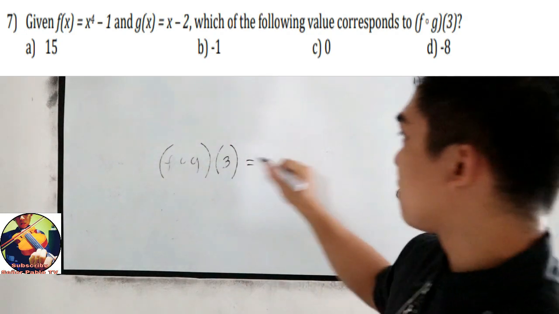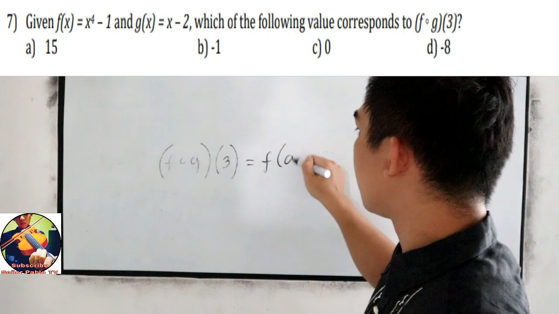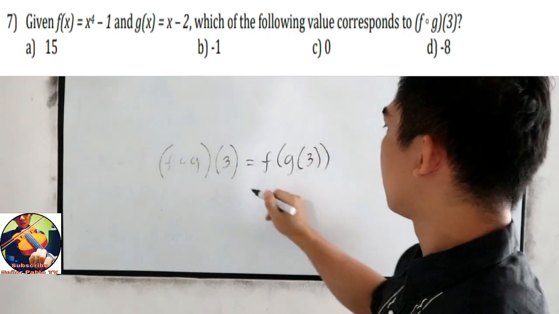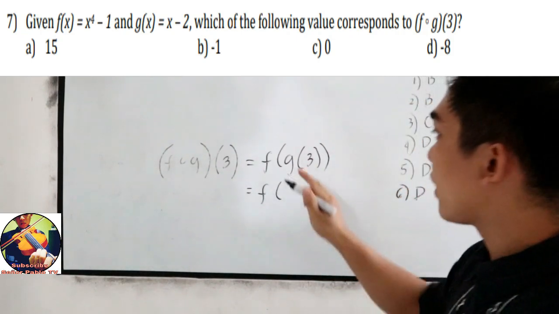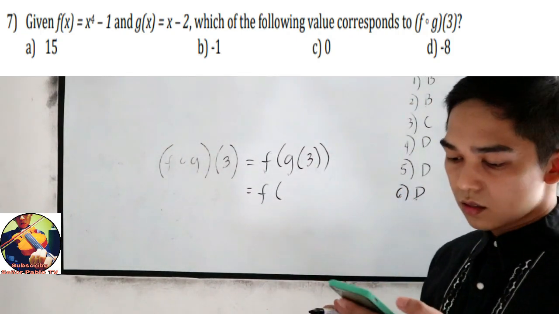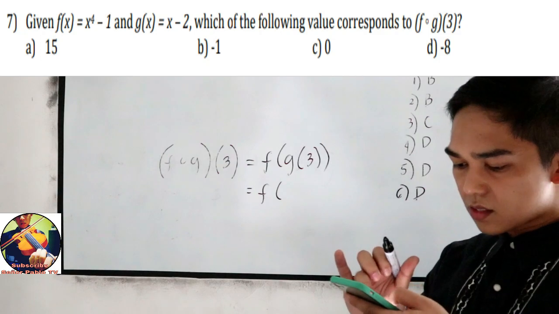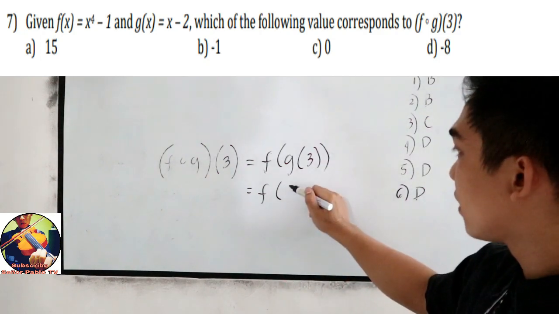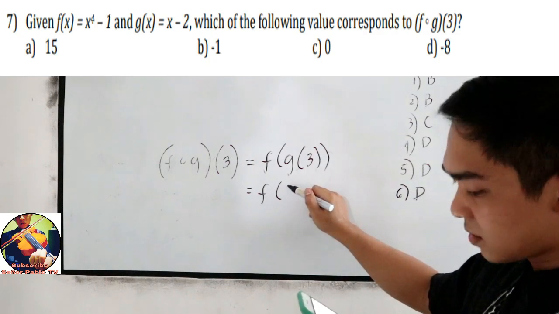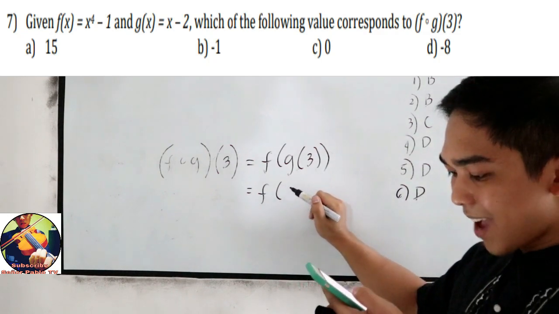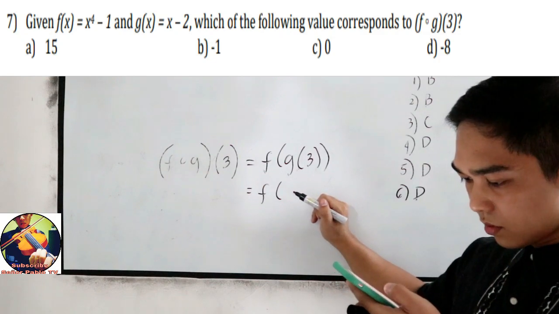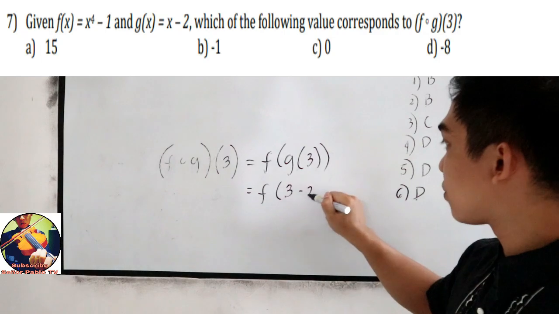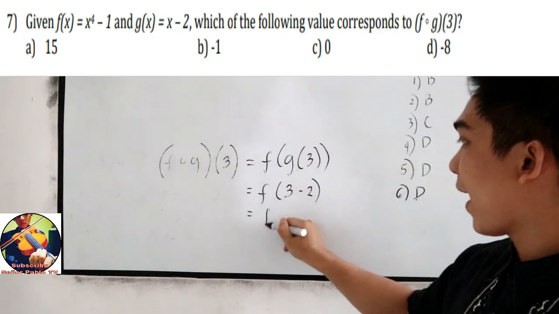So this is the same as f of g of 3. So f of, what is our g of 3? So let's get g of x. So we have g of x is x minus 2. So x minus 2, this is 2. So we have 3 minus 2. So now we have f of 1.